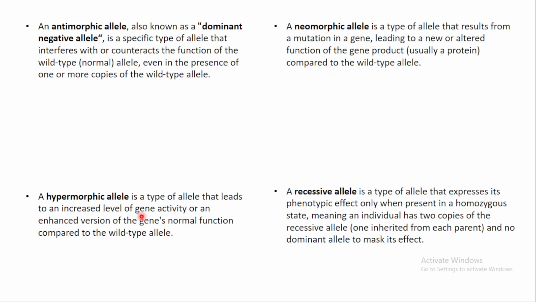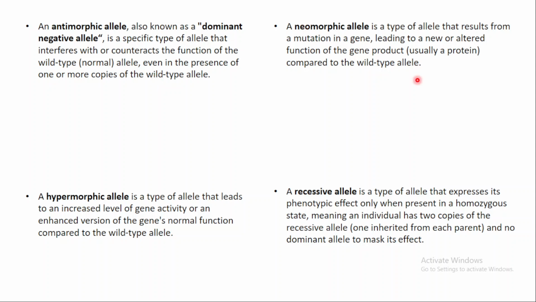Yeah. So as I was saying, a hypermorphic allele is a type of allele that leads to an increased level of gene activity or an enhanced version of the gene's normal function compared to the wild type. Hypermorphic, more product or more gene activity. So it's pretty easy to understand. Hypermorphic, more product activity. Antimorphic, dominant and negative, dominant and less activity.